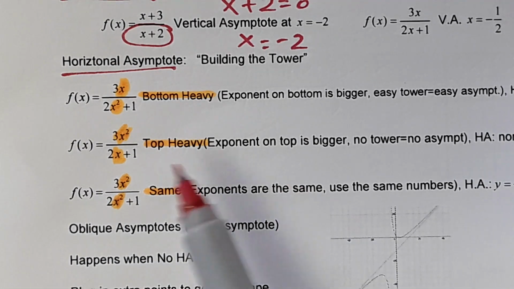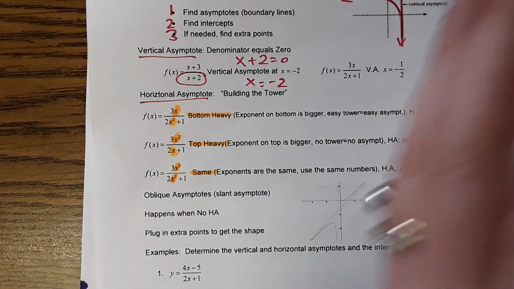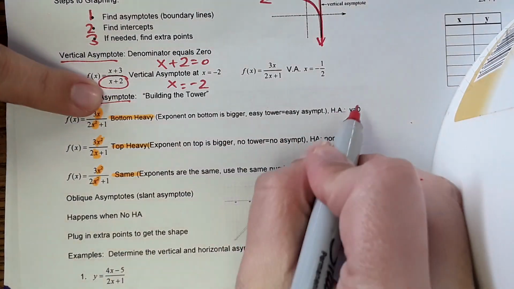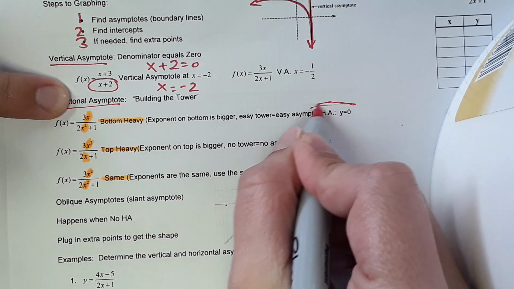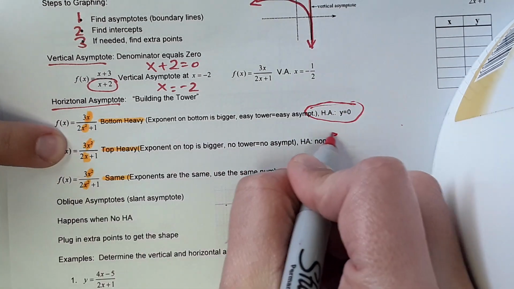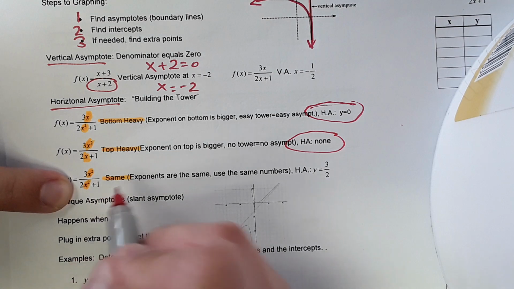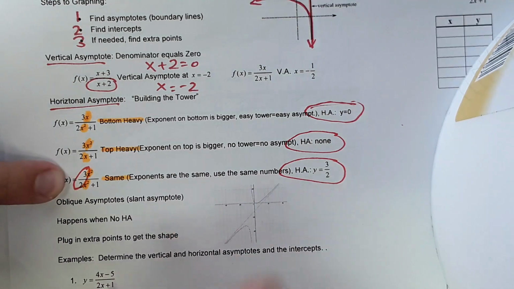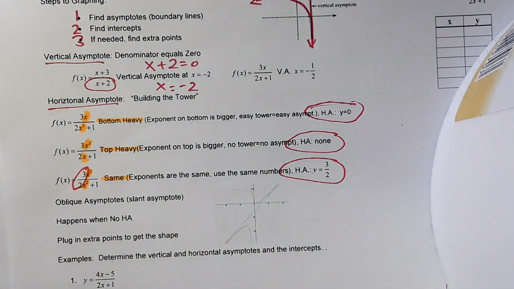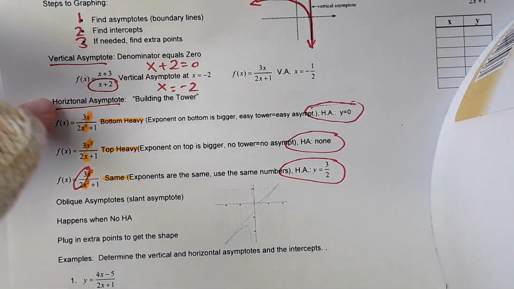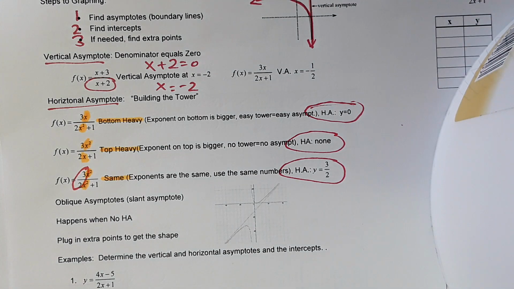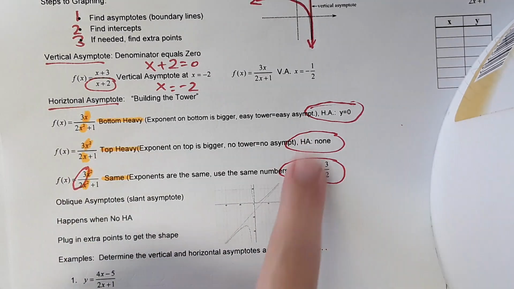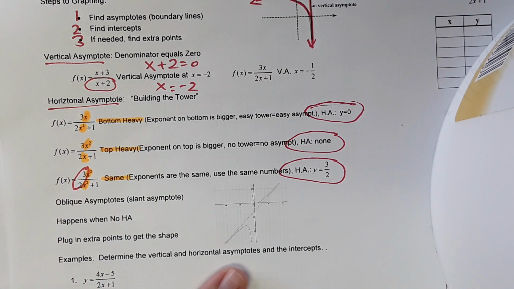Okay, so once you establish whether it's bottom heavy, top heavy, or same, then you use this. If it's bottom heavy, then the horizontal asymptote is y equals 0. If it's top heavy, there's no horizontal asymptote. And if it's same, then in this example it's this, but it's just the 2 coefficients, 3/2. On your paper you should have all the highlighted stuff and the circled stuff, if you are writing it on your own. You definitely need this as a reference, so quickly jot it down.